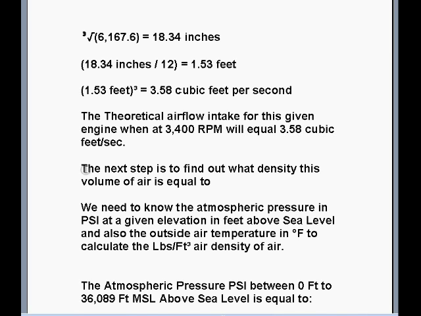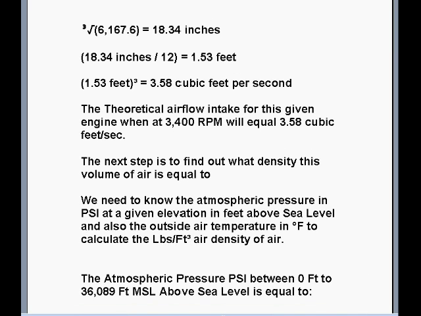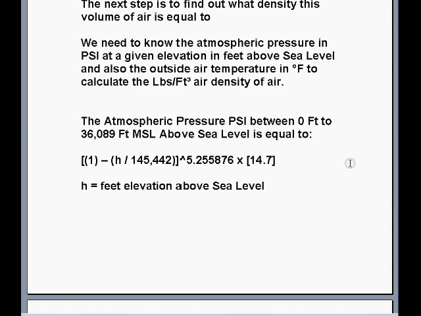theoretically. The next step is to find out what density this volume of air is equal to. We need to know the atmospheric pressure in PSI at a given elevation in feet above sea level, and also the outside air temperature in degrees Fahrenheit to calculate the pounds per cubic foot air density of the air. The atmospheric pressure in PSI between 0 feet to 36,089 feet above mean sea level is equal to this formula here.